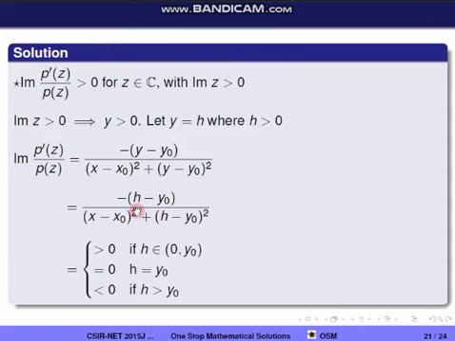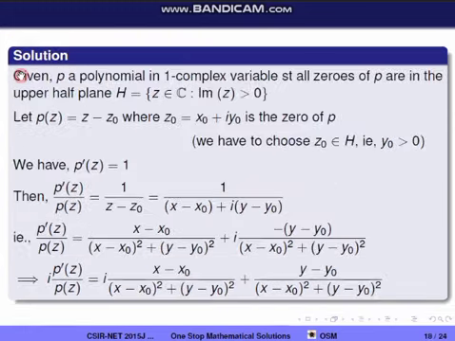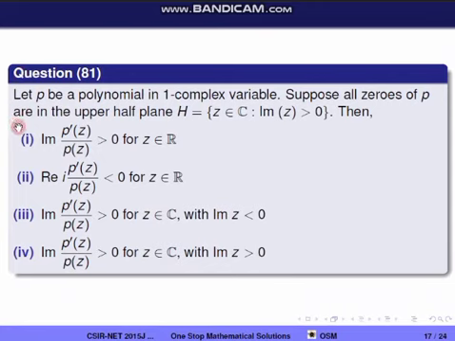So this quantity is greater than 0 if H belongs to (0, Y naught), equal to 0 if H is equal to Y naught, and less than 0 if H is greater than Y naught. So it is not necessary that this is always greater than 0 for imaginary Z greater than 0. So this option is wrong. So now we'll check the correct options. So the correct options are 1, 2, 3.